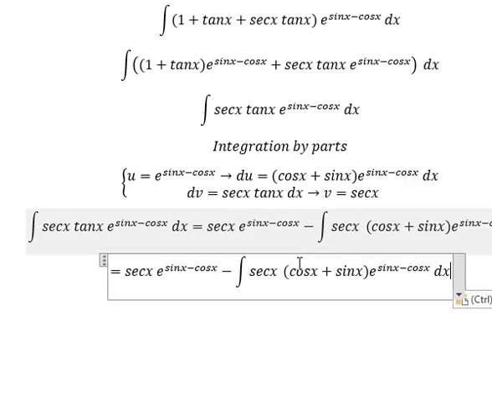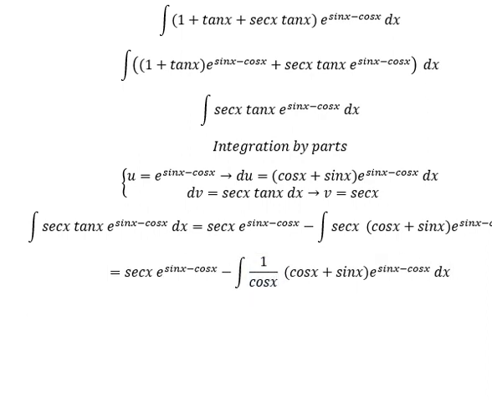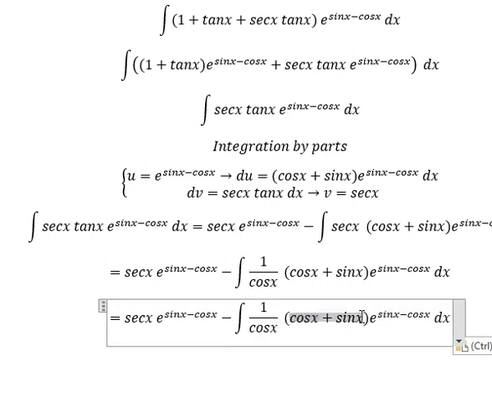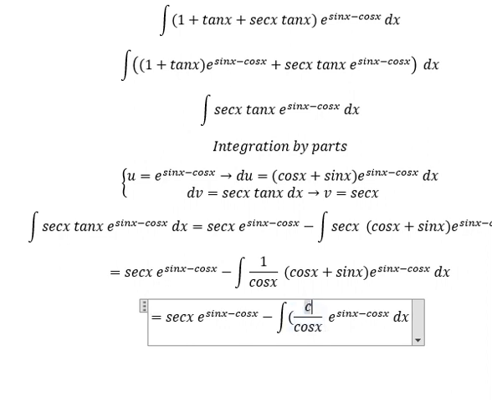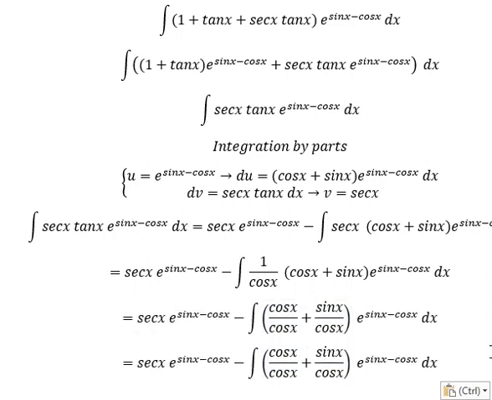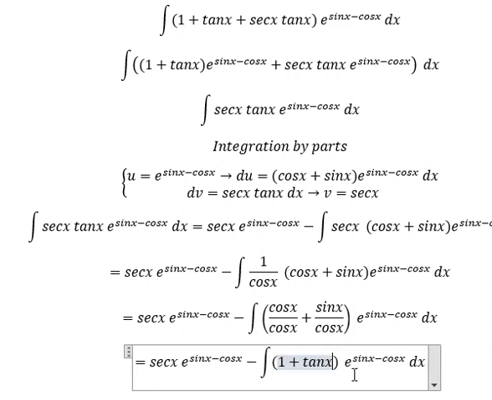So we know that secant x is 1 over cosine x. So 1 over cosine x multiplied by this one. So we have it like this. This one is number 1. This one is tan x.